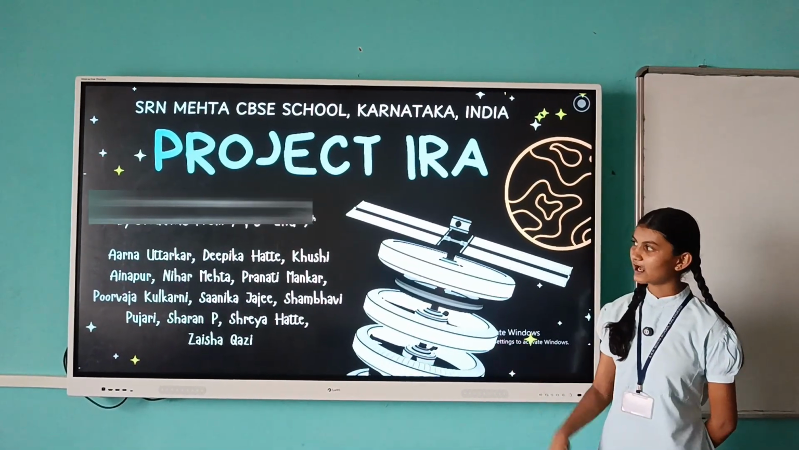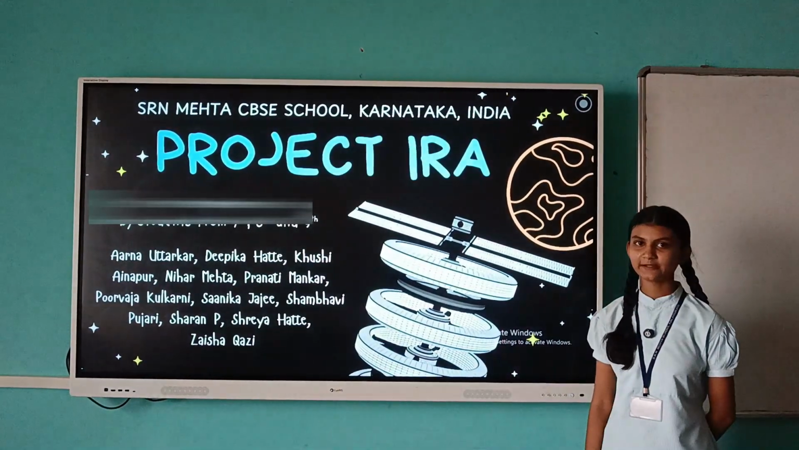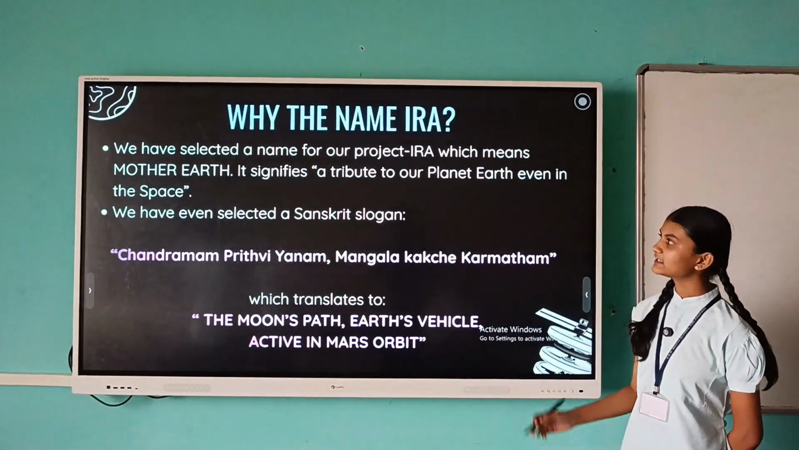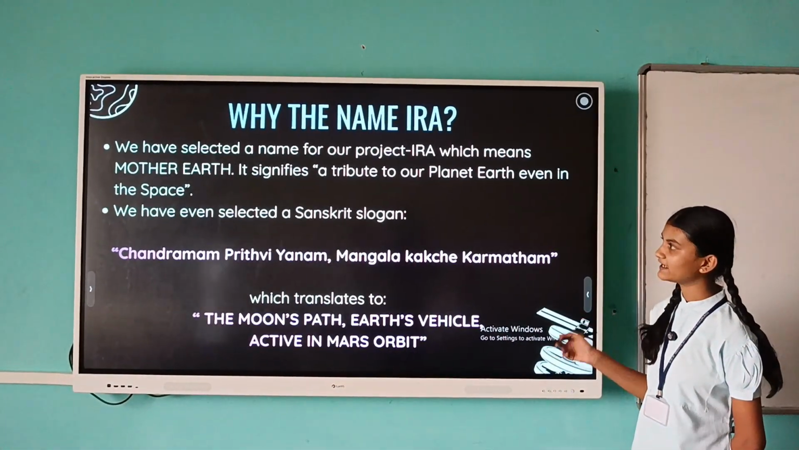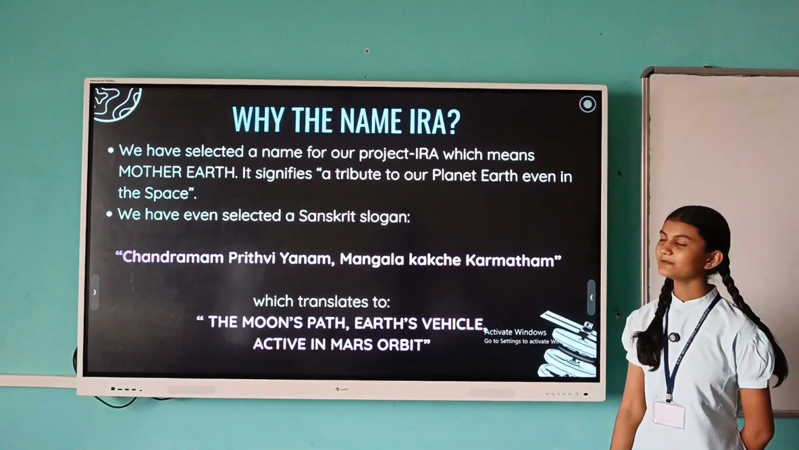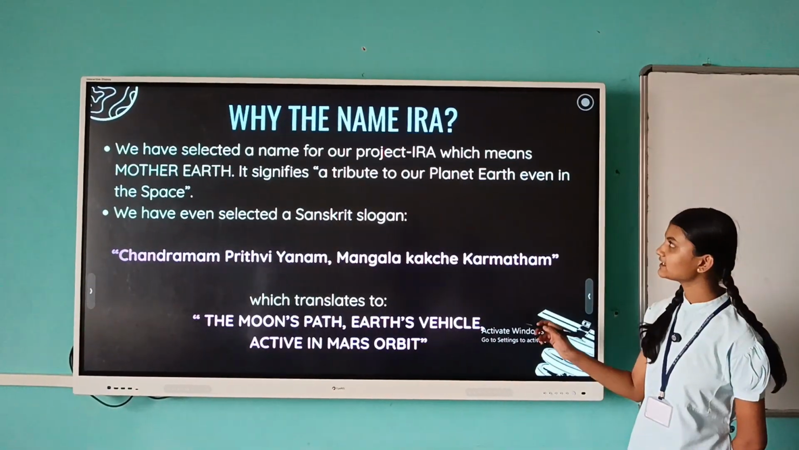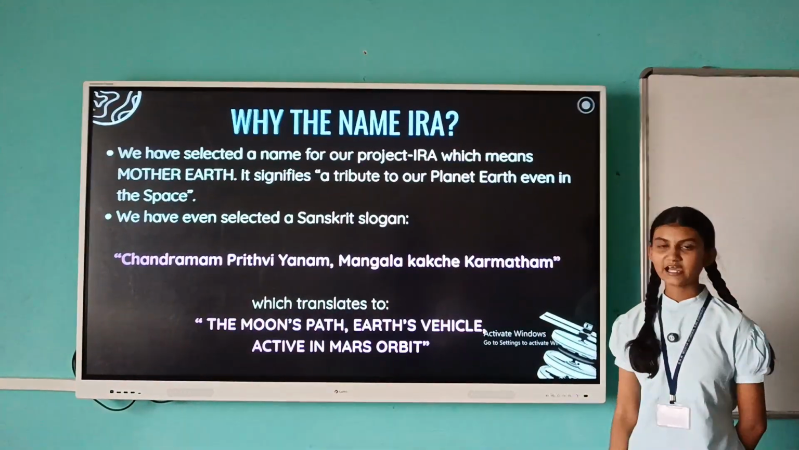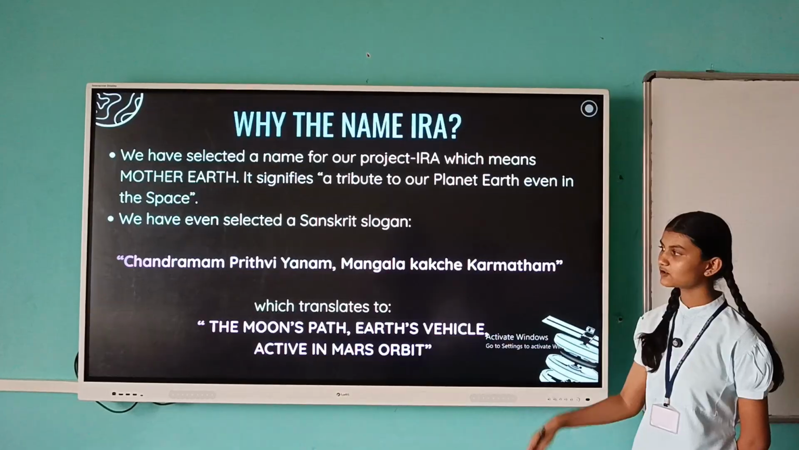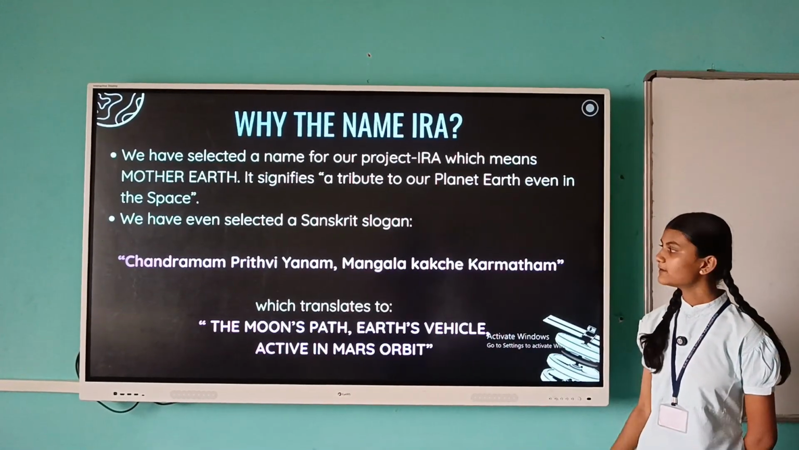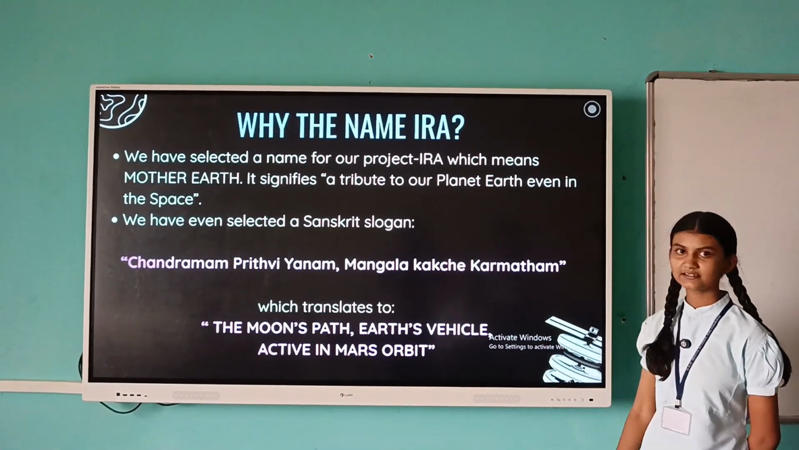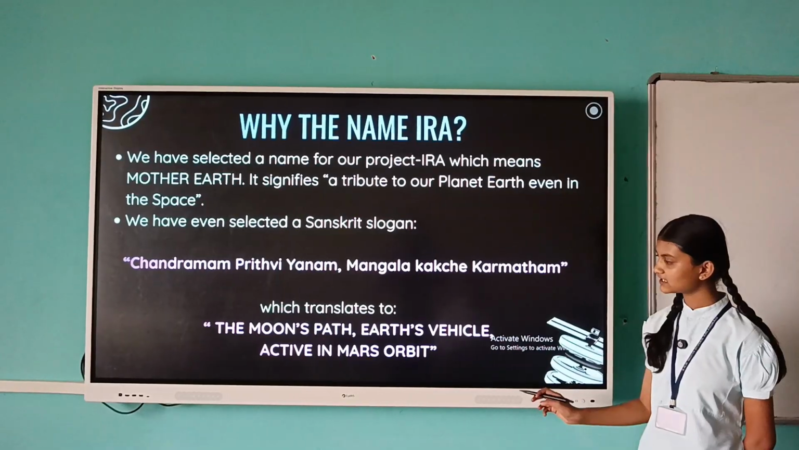This project ERA was a settlement designed by the students. Why the name ERA? The name ERA signifies Mother Earth. The literal meaning is the tribute to Mother Earth even in space. We have even selected a Sanskrit slogan, Chandramam Prithviyanam Mangala Kaksha Karmatam, which translates to the moon's path, Earth's vehicle, active in Mars orbit.